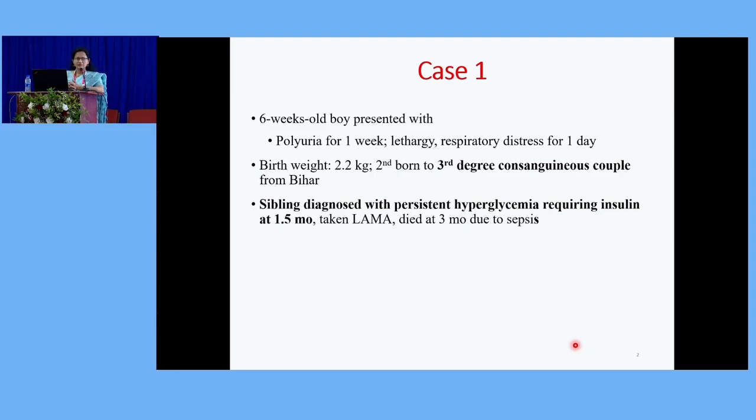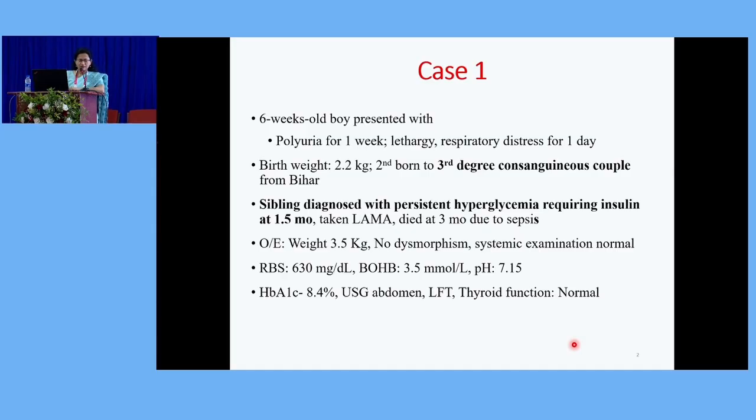A 6-week-old baby had very recently presented to us with the complaint of polyuria for 1 week, with lethargy and respiratory distress for 1 day. When we looked into the history, the baby was low birth weight, 2.2 kg. He was second born to a third degree consanguineous couple, and they had traveled all the way from Bihar with this baby because previously the first offspring had also been diagnosed with persistent hyperglycemia at 1.5 months of age. That baby had been admitted in another hospital for a few weeks, but then they took the baby home LAMA, and the baby had expired. So no investigations had been done in that particular baby.